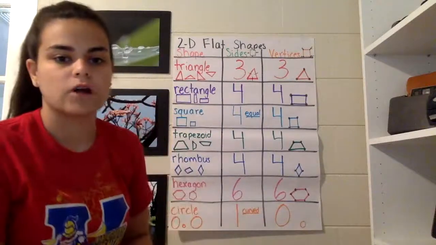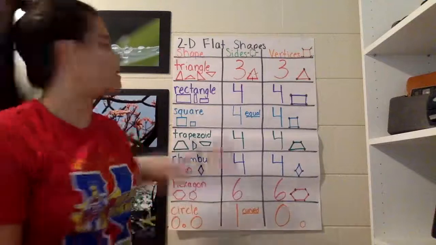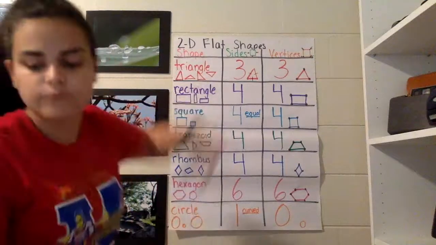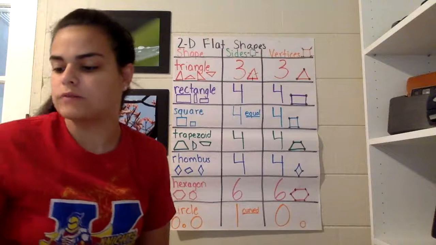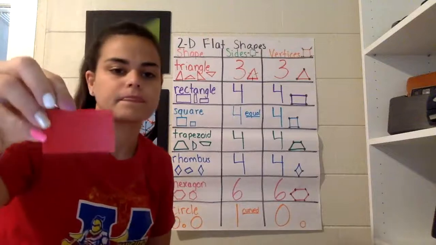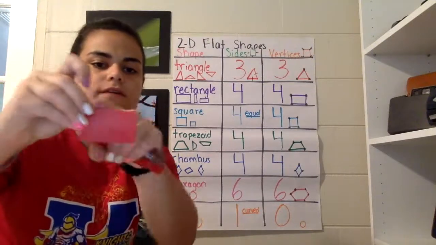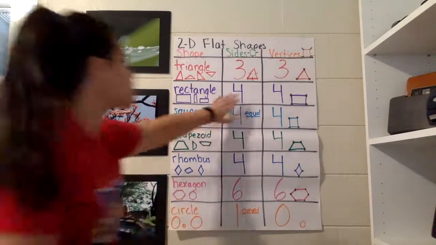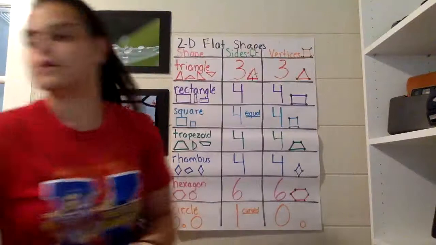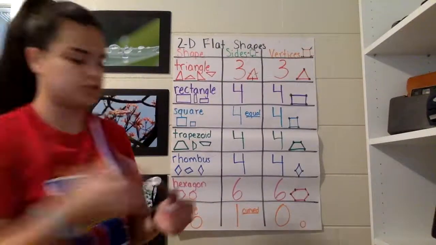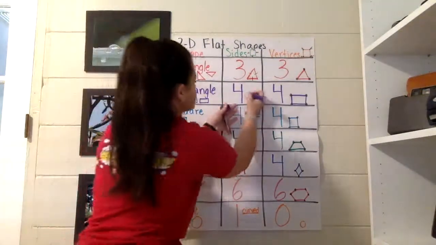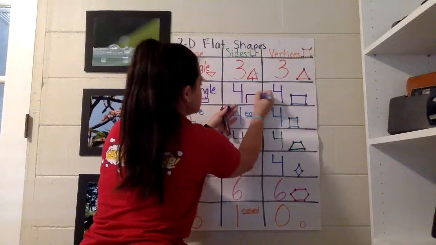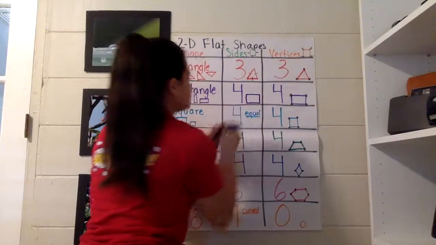Our next shape starts with an R. What shape do you think this is? It is a rectangle. Okay? A rectangle has 2 sides that are a little bit longer. So our rectangle has 4 sides. Let's draw that and show what it looks like. And let's count together. We have our 4 straight sides.